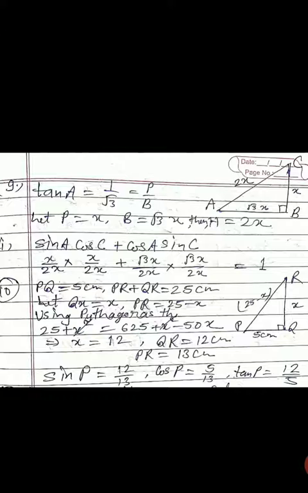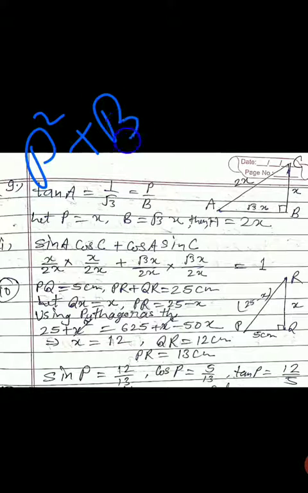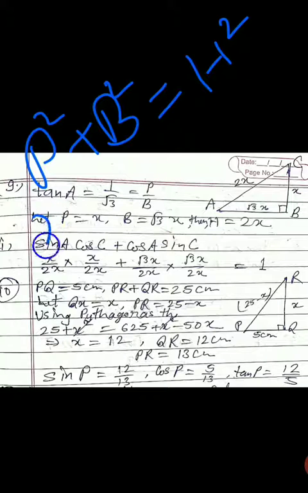Now using Pythagoras theorem in right triangle PQR, it will be P square plus B square equals H square. Clear? So perpendicular is QR, that is x.